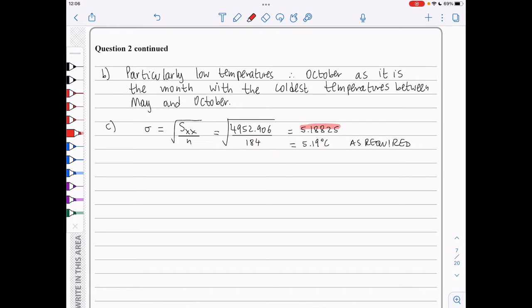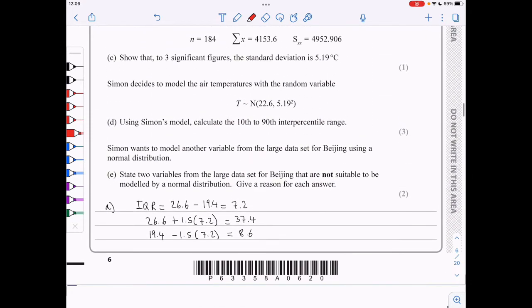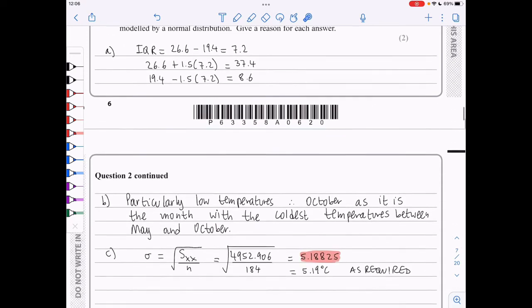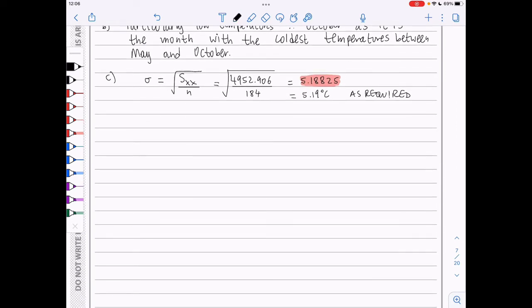That's why I'm highlighting this. You need to quote the answer to more accuracy to justify the rounding to the printed answer. And then part D, we've got someone who decides to model the air temperatures according to this random variable. We need to calculate the 10th to 90th interpercentile range. Well, let's start by writing out the distribution.